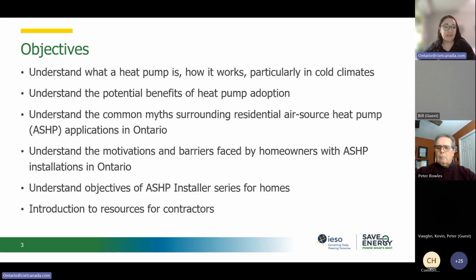The objectives today, as I just said: understanding what heat pumps are, the potential benefits of heat pump adoption, some common myths surrounding applications in Ontario, understanding of the motivations and barriers faced by homeowners, and the objectives of our upcoming training session.